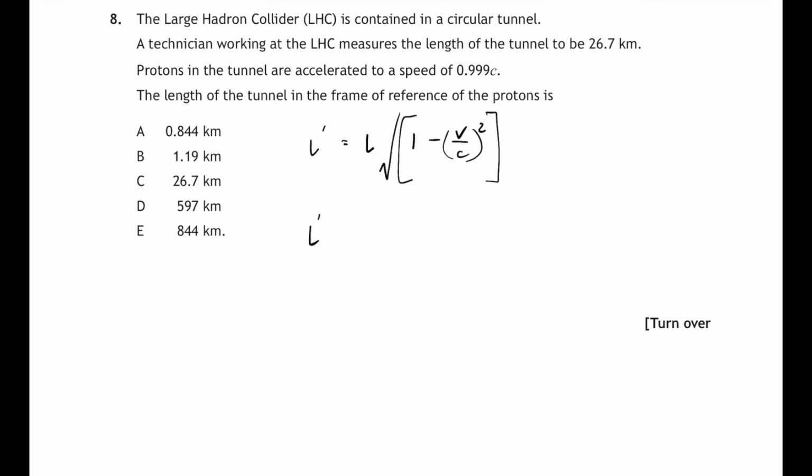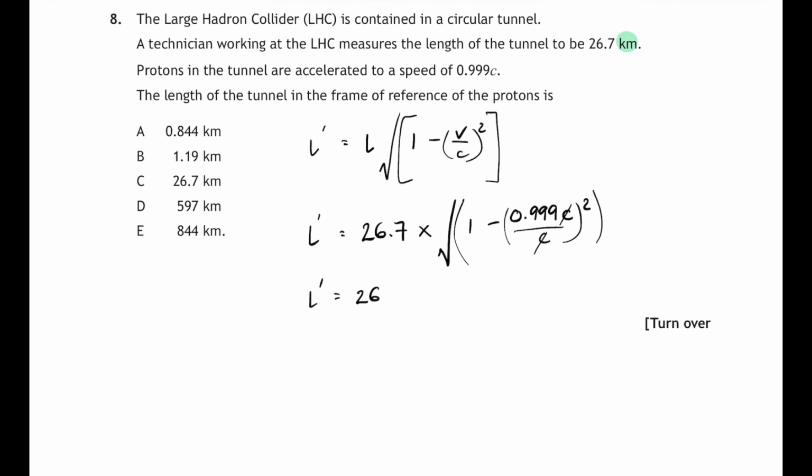Then it's just a case of subbing in the numbers. I'm going to keep the length in kilometres because all the answers are in kilometres. So it's 26.7 times the square root of 1 minus (0.999c over c) squared. The shortcut here is that you can cancel out those c's. Then it becomes 26.7 times the square root of 1 minus 0.999 squared. Do that carefully on your calculator, gives you an answer in kilometres of 1.19 kilometres, and that corresponds to answer B, 8B. Okay, moving on.